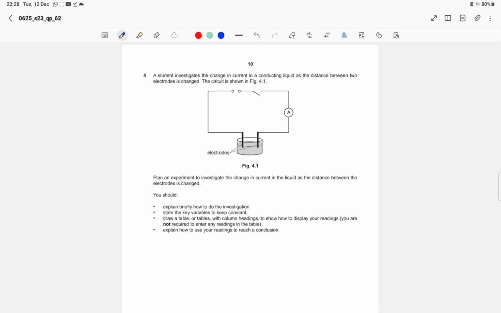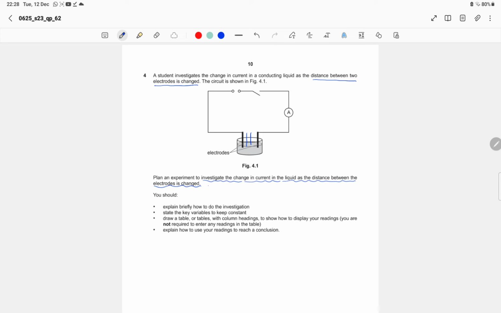liquid as the distance between two electrodes is changed. So I will be highlighting these things which are required. The circuit is shown in figure 4.1. Plan an experiment to investigate the change in current in the liquid as the distance between the electrodes is changed. You should explain briefly how to do the investigation. We will go with each bullet. So first of all, we need to find out the change in current in the liquid as the distance between the electrodes is changed.